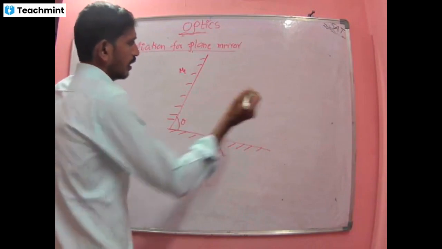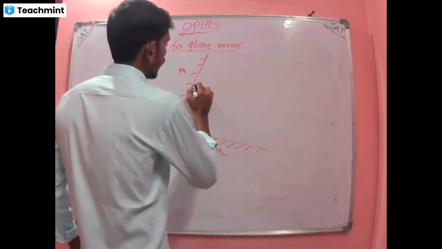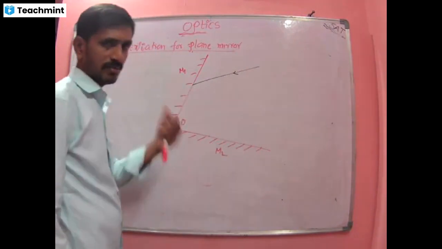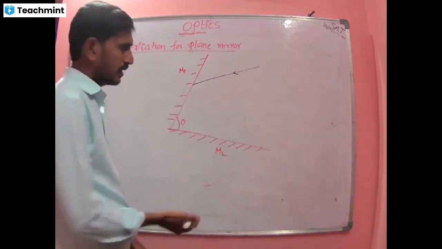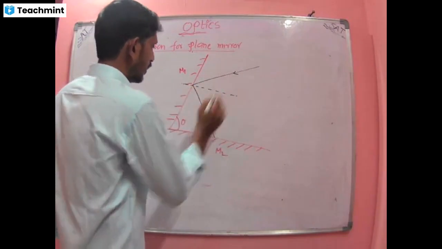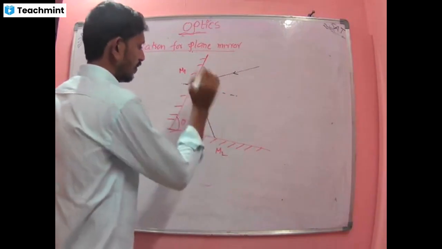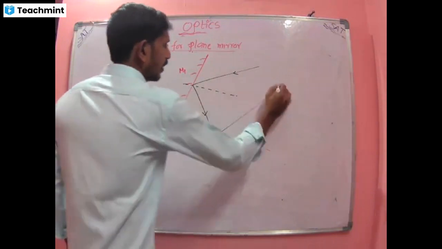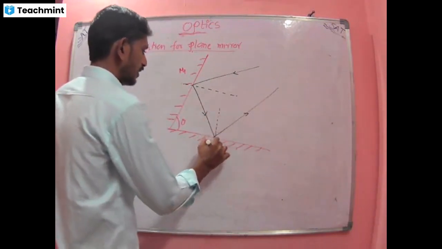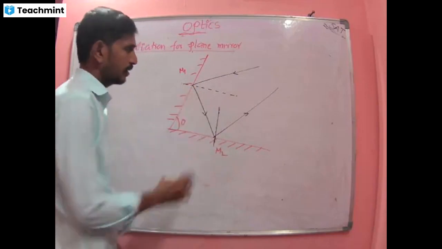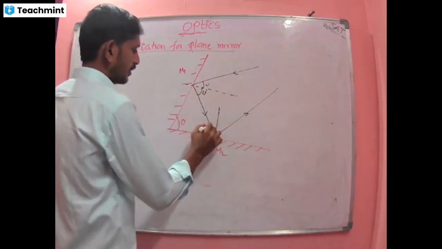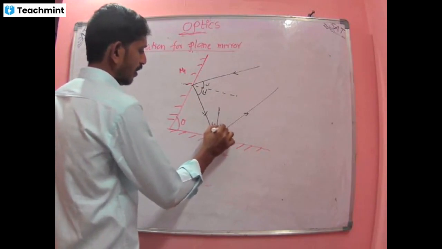The ray which is my incident ray falls on the first mirror, and because of the law of reflection, the light is reflected like that. This is the normal here. This is my reflected ray. This is the normal for the second mirror here. So this is the angle of i, this is the angle of r, this is the angle of i, and this is the angle of r.